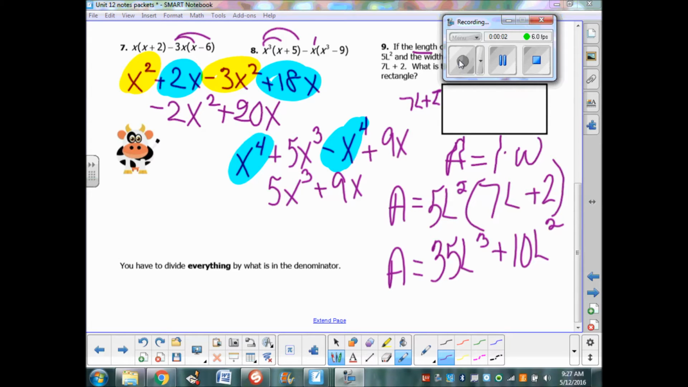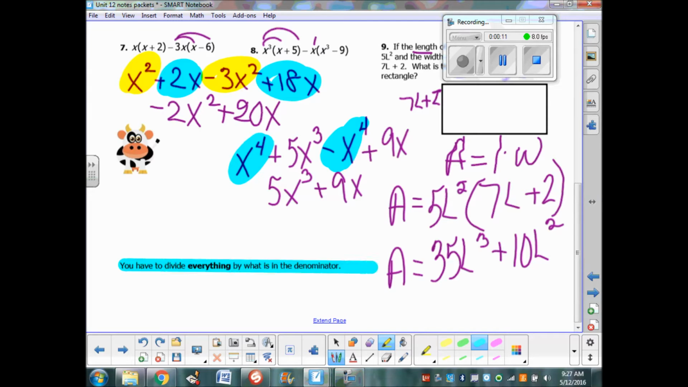All right, dividing. So you have to divide everything by what is in the denominator. So that's pretty key there. So I would probably highlight that whole piece of information. That's going to certainly help us when we're dividing.